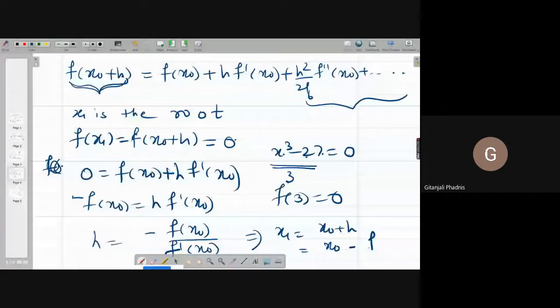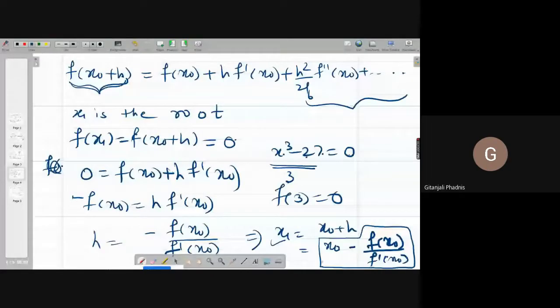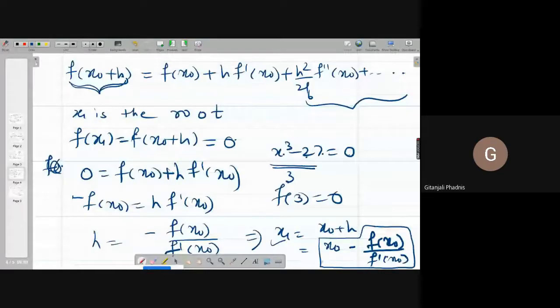And therefore, what is x1? x naught plus h. So it is x naught minus f x naught divided by f dash x naught. x naught is alone. The denominator is only for f x naught. So taking x1 in terms of x naught, if you see, every term on the RHS involves only x naught. So I am expressing x1 in terms of x naught, and we are making use of Taylor's expansion formula. You understood the relation? How we came from where to where?